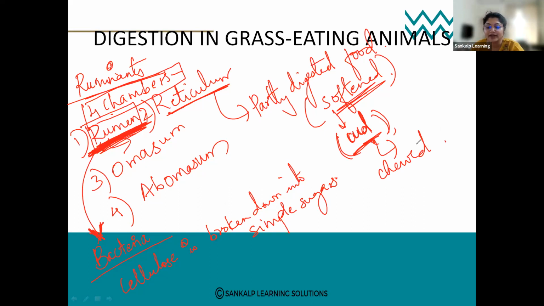Now the action of bacteria in the rumen. From the mouth, the food is passed to the esophagus, from the esophagus to the rumen, and from the rumen to the reticulum. Then again, from the reticulum, the food is passed back to the mouth.